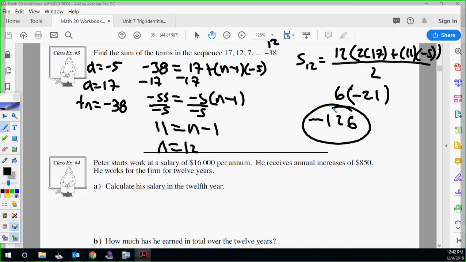The question asked me to find the sum of the terms, and so we needed to know what term number that was. So that's the first work, to find the term number so we can find the sum. So it was a two-part. Okay, any other questions? Okay, so example 4.